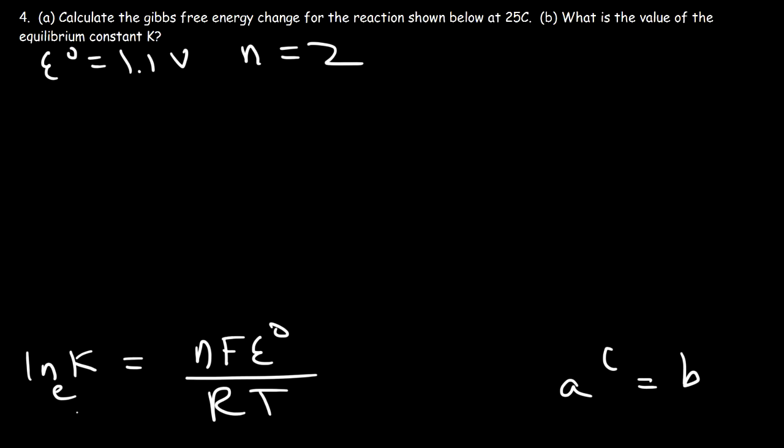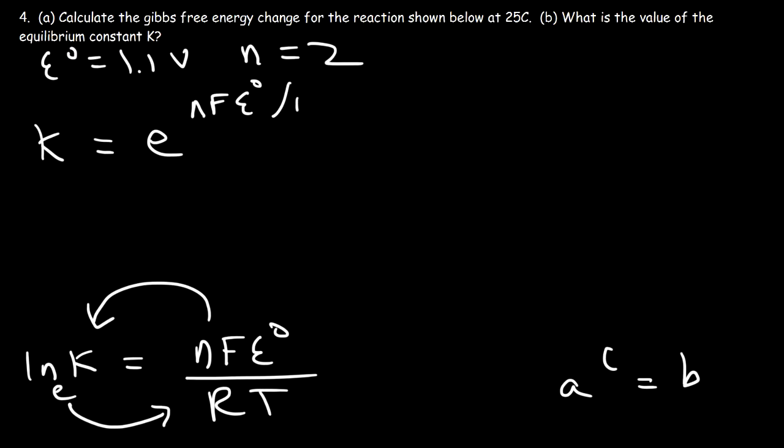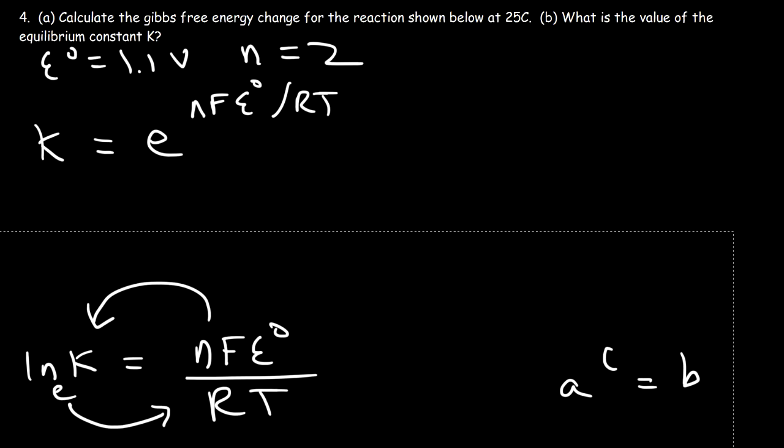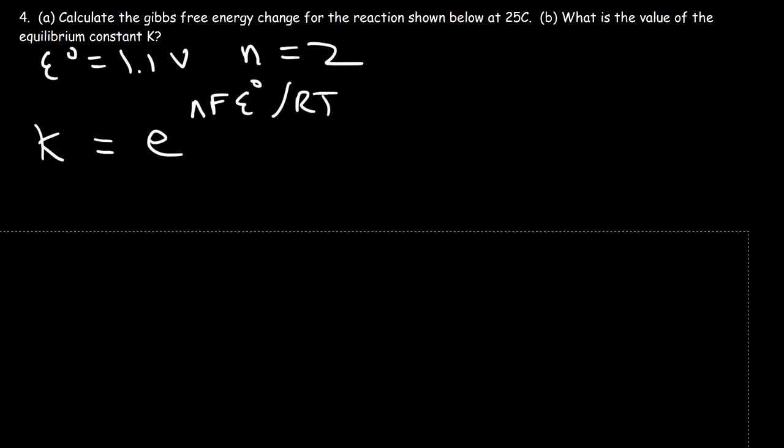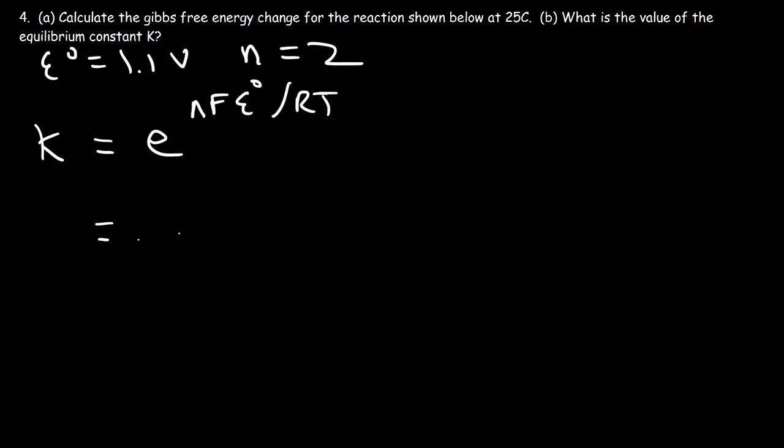So now this is base e. So e raised to everything on that side is equal to K. So we could say that K is equal to e, which is the inverse of the natural log function, raised to the NF times the cell potential divided by RT. So now we have the equilibrium constant K in terms of the cell potential.